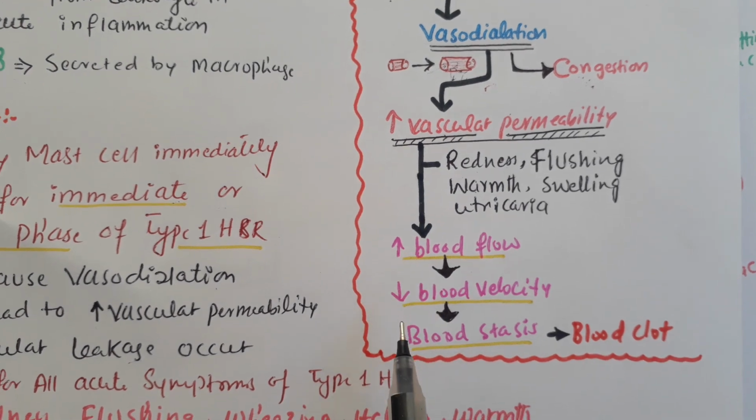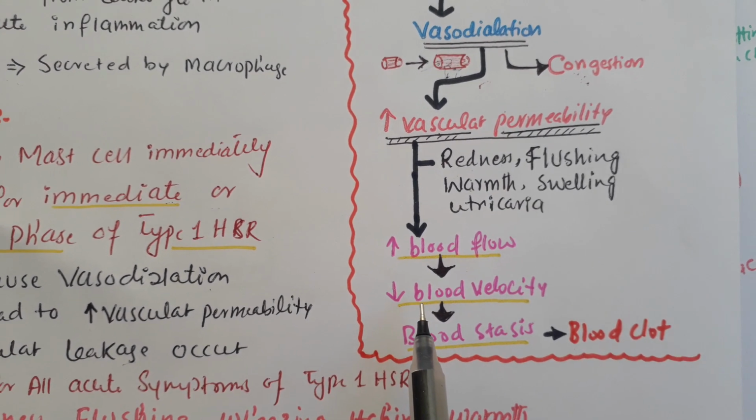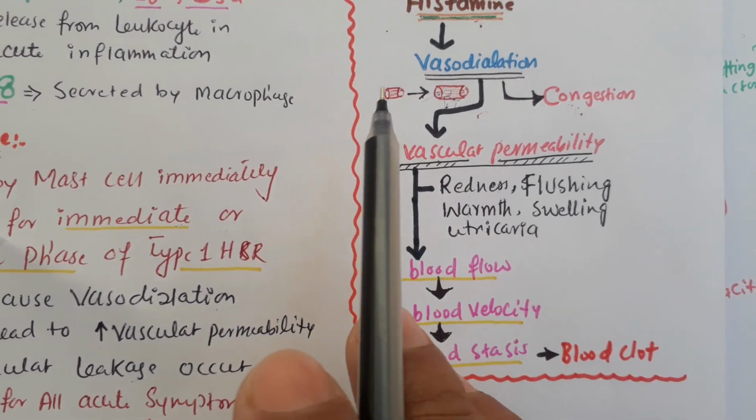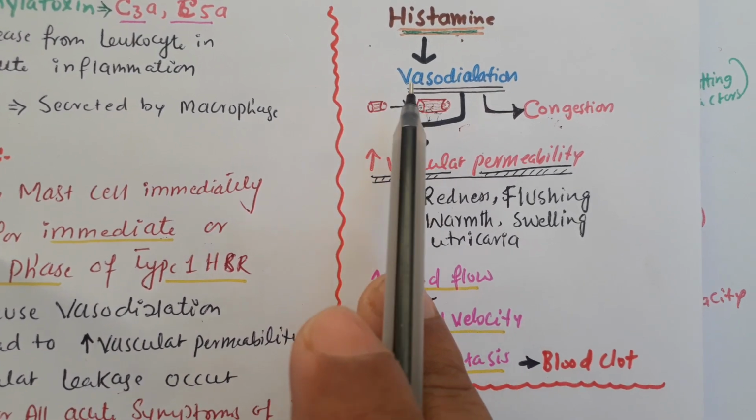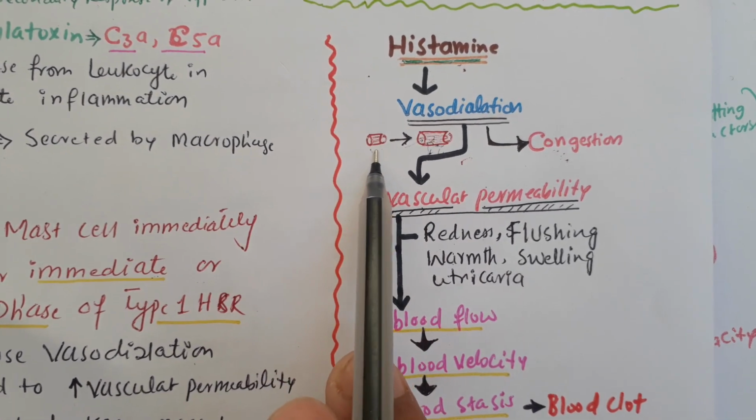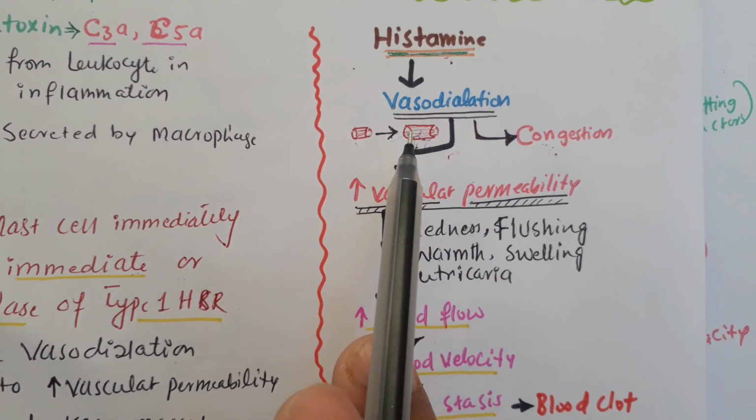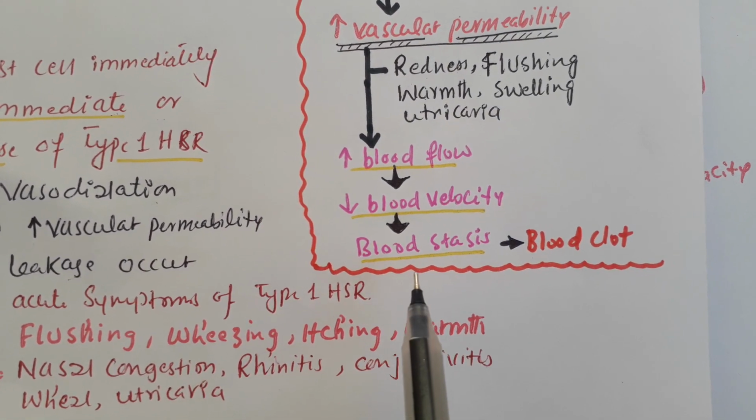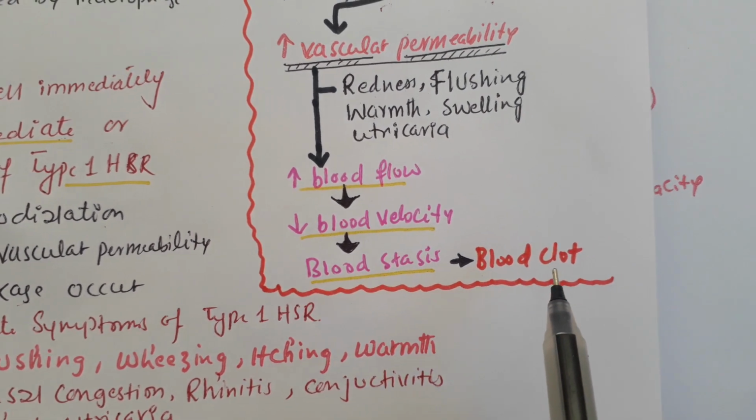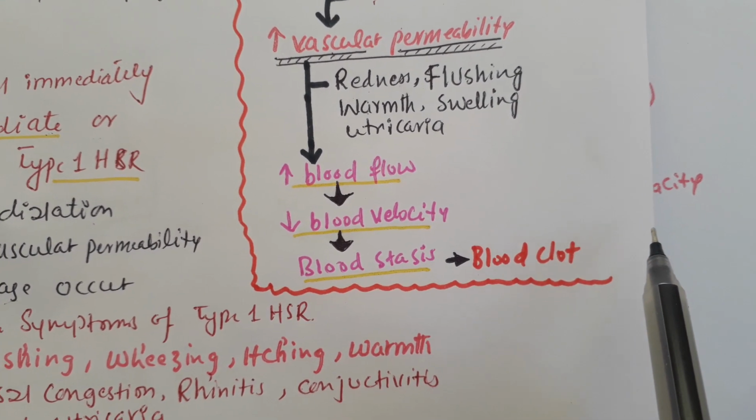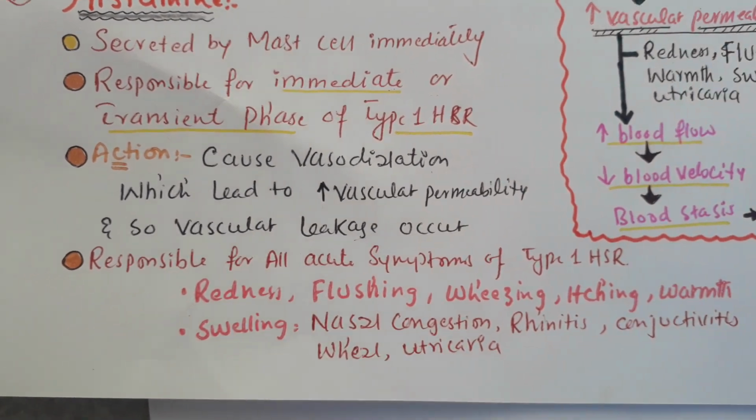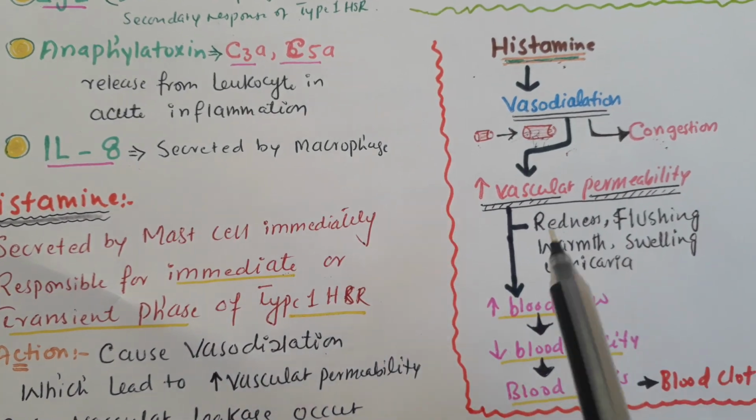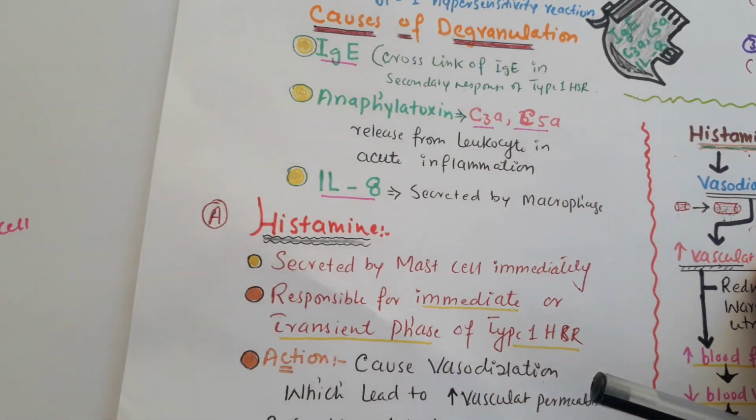As we increase the blood flow, the velocity of the blood in that vessel will decrease. The velocity here is more, and here the velocity will be less as the diameter increases. If the blood velocity decreases, there will be blood stasis, and that will lead to a blood clot, and then it can lead to thrombus. So this is how you will explain everything on the basis of vasodilation.